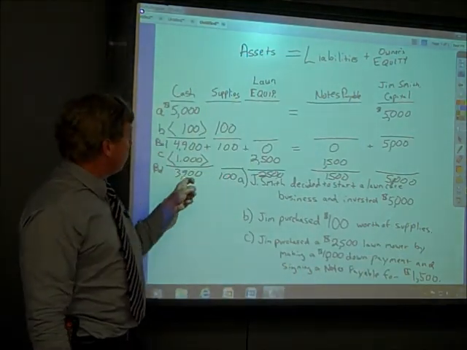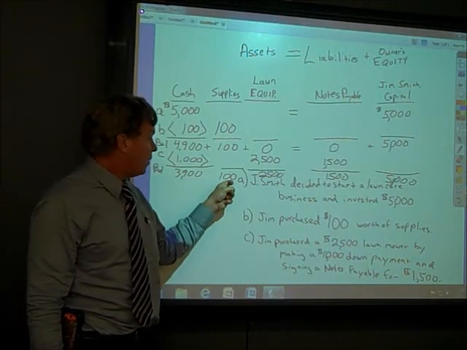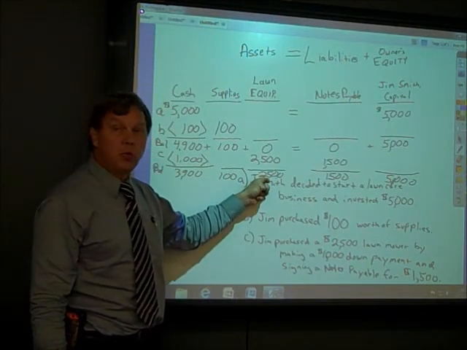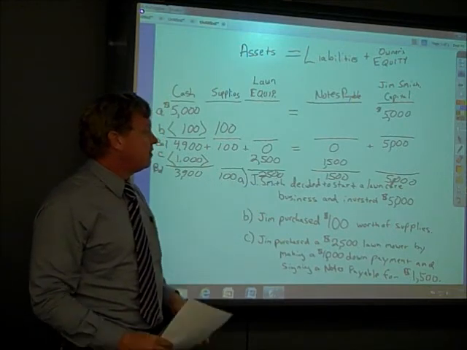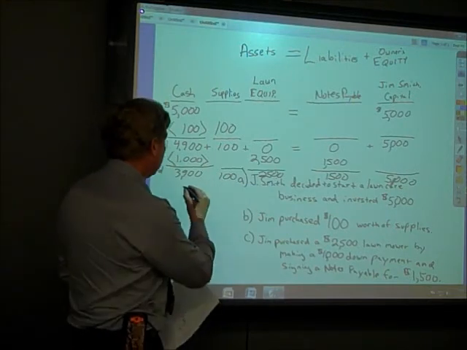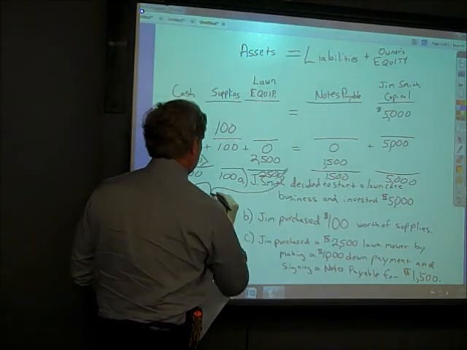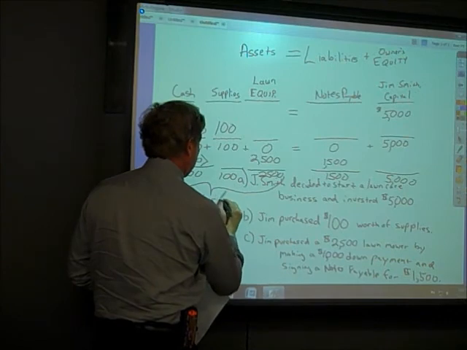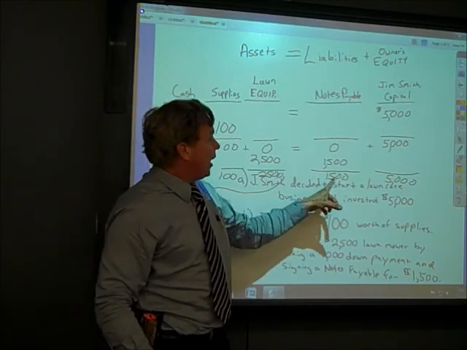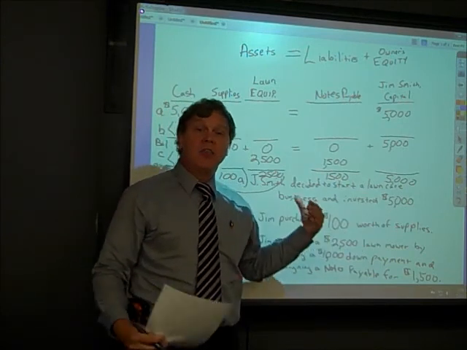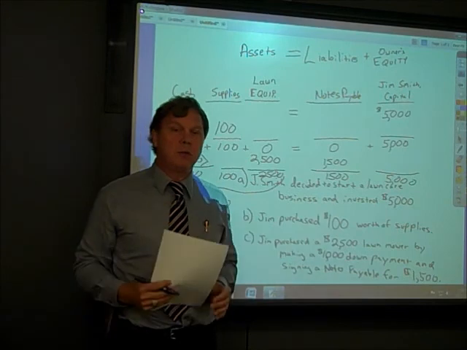If we add up the total of our cash plus our supplies, that's $4,000, plus $2,500 of equipment, we now have assets that total $6,500. If we add up our liabilities and equity, those total $6,500. So we're in balance. Our assets equal our liabilities and owner's equity.